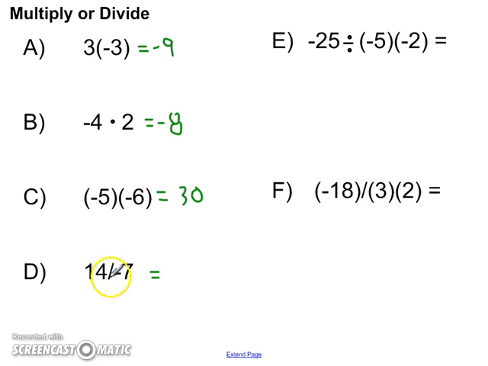And in this case, I'm using the fraction bar for division, because fractions can be division problems. 14 divided by 7 is 2. A positive divided by a negative, well, the signs are different. Negative sign. Okay. Now, when I get into 3-number multiplication and division, just work from left to right.